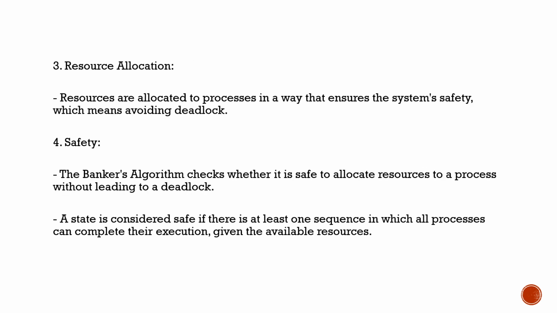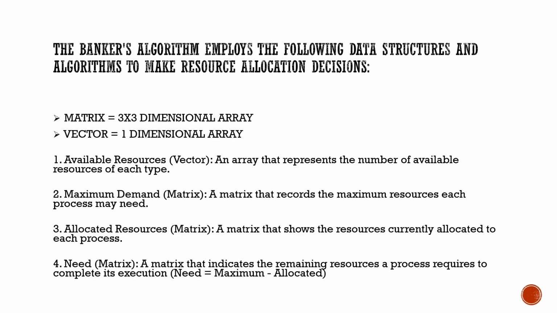Each process must declare its maximum resource needs in advance. Resources are allocated to processes in a way that ensures the system's safety, which means deadlock avoidance. Banker's algorithm checks whether it is safe to allocate a resource to a process without leading to deadlock. To create Banker's algorithm, we initially need four matrices: three two-dimensional matrices, which are maximum demand, allocated resources, and need matrix, and a single-dimensional matrix, available resources.